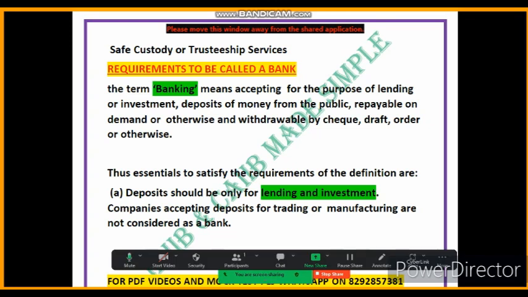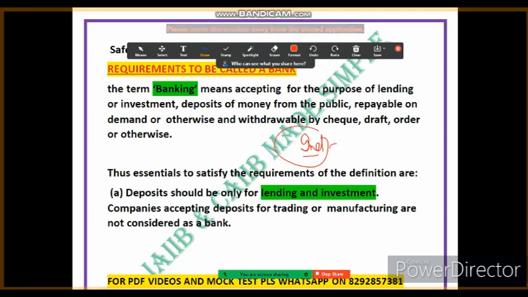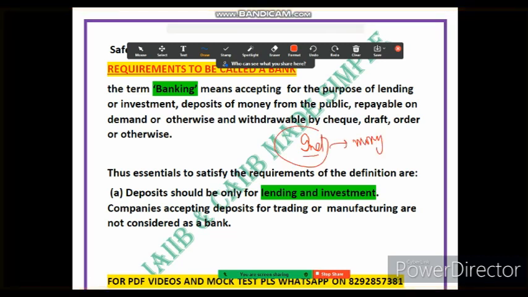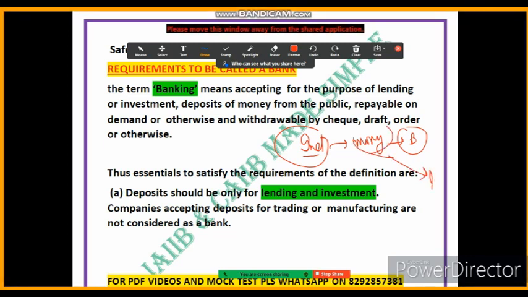Bank is an institution. What does it do? It takes money from individuals, from businesses or other organizations. What is the intention? The intention is using the money for loans, or to make investments. So this is the main purpose.